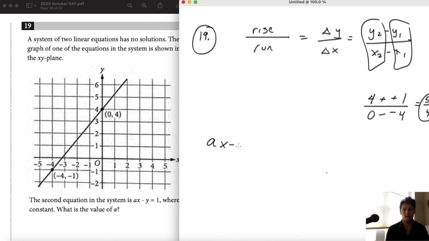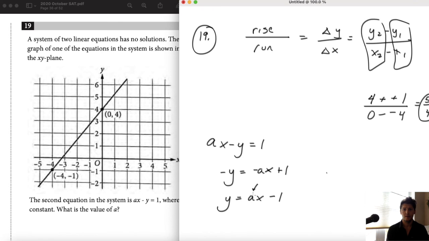And then I can say -y equals -ax plus 1. That was me just subtracting ax from both sides. Then I can times or divide by -1. Y equals +ax minus 1. And of course, this a is the slope. So what is the value of a?